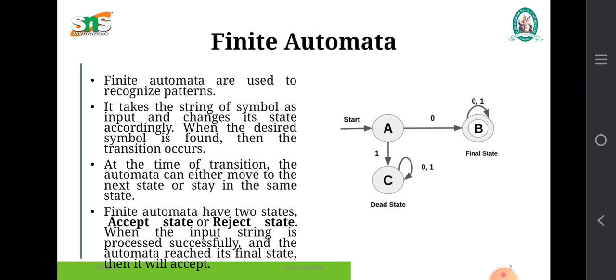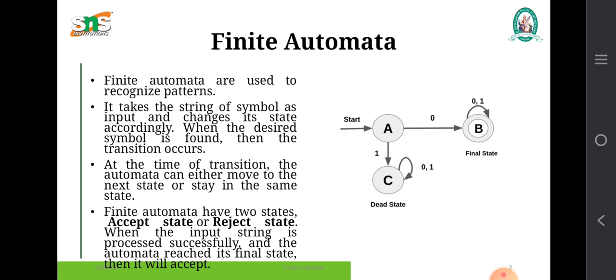So what do you mean by transition? It moves from one state to another by getting an input symbol. And at the time of transition, the automata can either move to the next state or stay in the same state. So by getting an input, what will happen? This finite automata will move to the other state or it will stay in the same state.